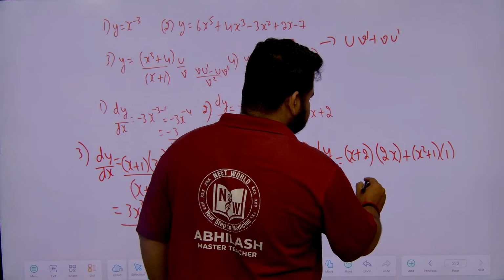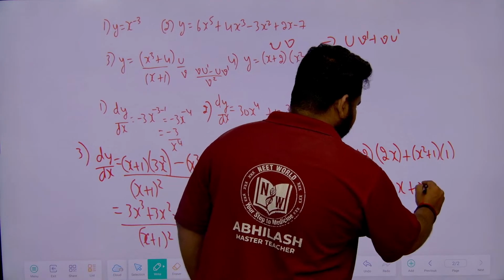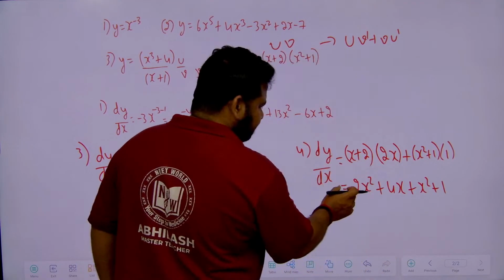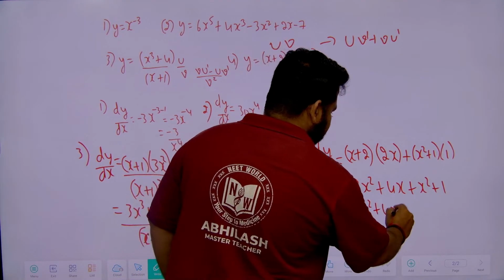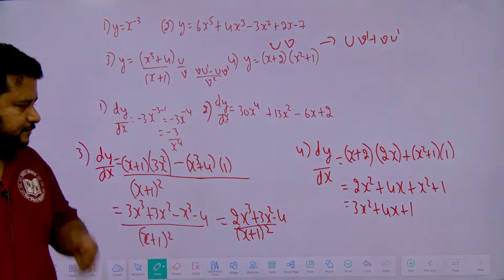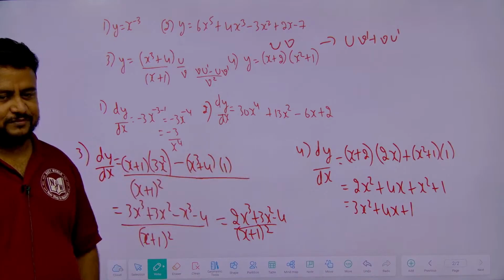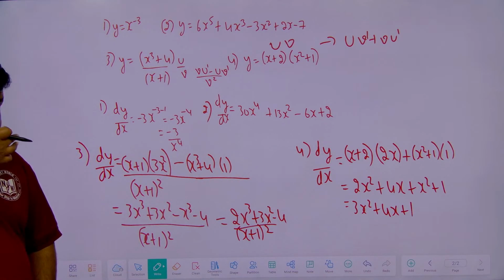So this will become x plus 2 into 2x, which is 2x square plus 4x, plus x square plus 1. So observe carefully: 2x square plus x square is 3x square, plus 4x plus 1. Got it? This is what we have for the fourth question. You can write it down. This is how you have to differentiate.